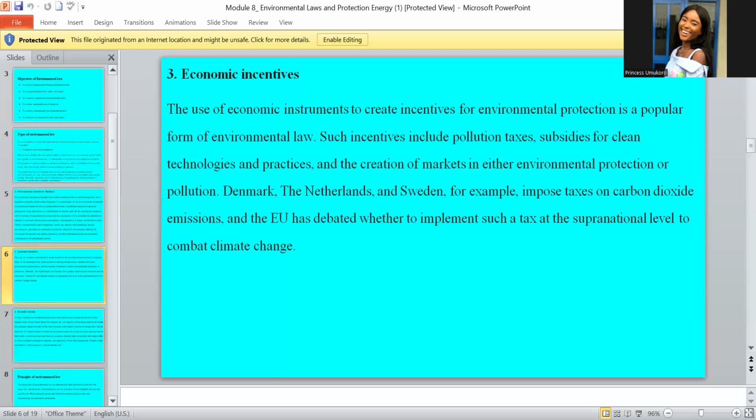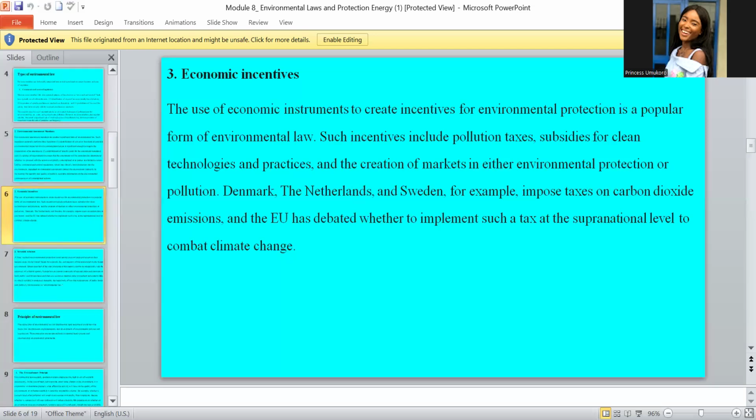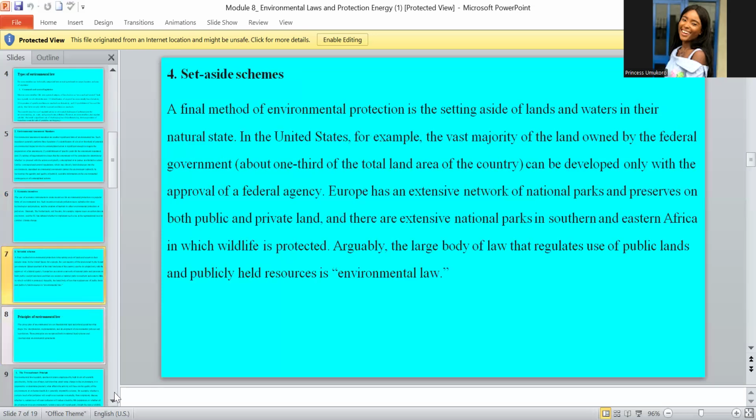Number three, economic incentives. The use of economic instruments to create incentives for environmental protection is a popular form of environmental law. Such incentives include pollution taxes, subsidies for clean technologies and practices, and the creation of markets in either environmental protection or pollution.